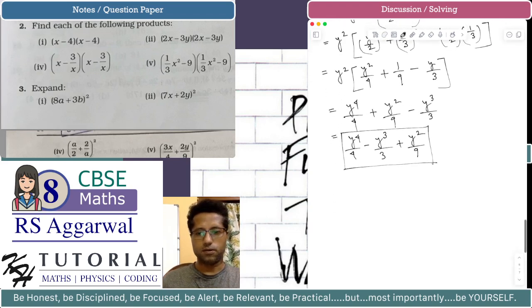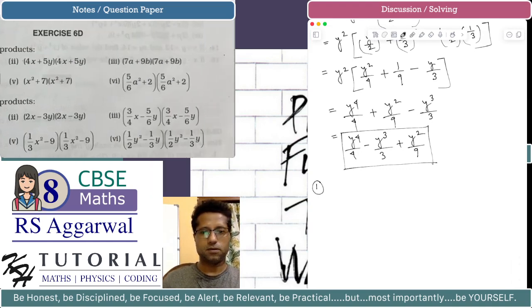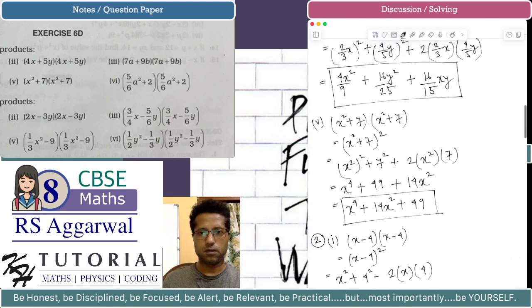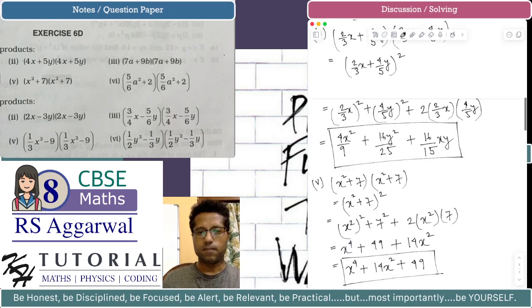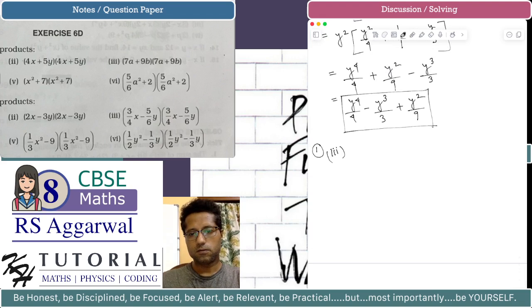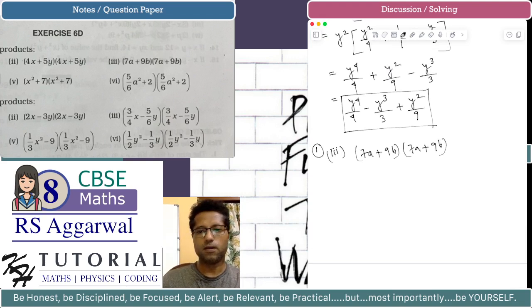Let's do the remaining part of problem number 1, which I missed. That is part 3. Which one did I do? Okay. Part 3, problem 1 is 7a plus 9b multiplied by 7a plus 9b. So this is equal to 7a plus 9b whole square.